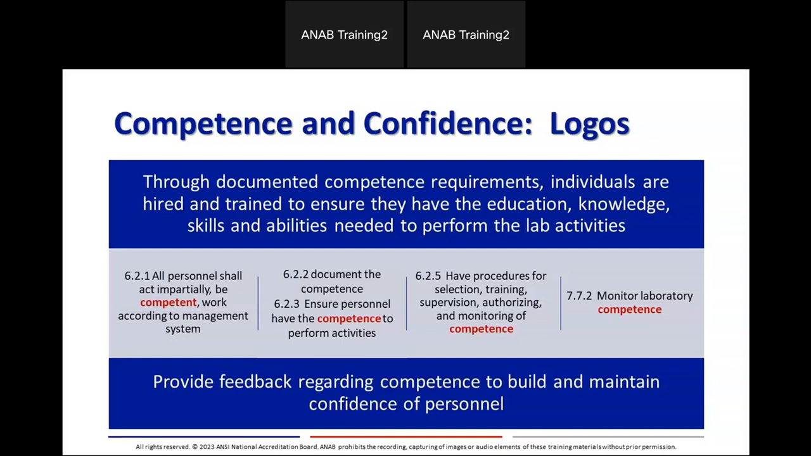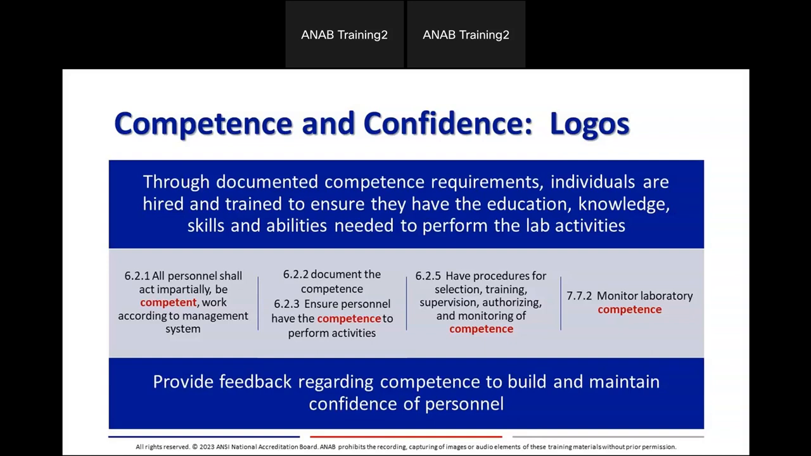There are additional competence requirements in 6.2.3, 6.2.5, and 7.2 that go on to further state that we need to have procedures for how we're going to train and then monitor competence, and how we're going to additionally ensure that individuals meet the competence requirements that we expect of them.